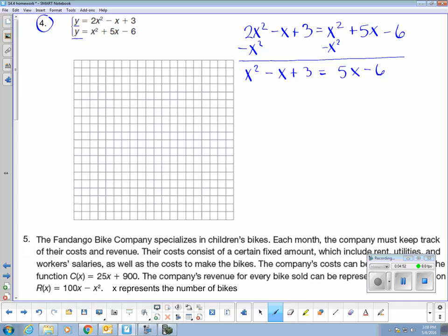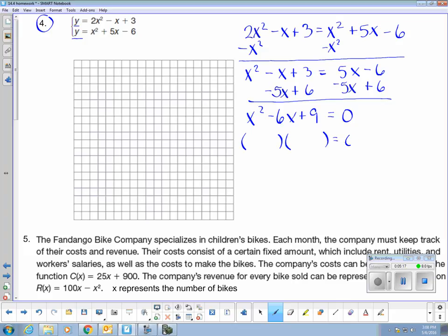Now the next step, I'm going to subtract 5x and I'm going to add 6 in the same step. Subtracting 5x and adding 6. Left side. Therefore, x is equal to 3.